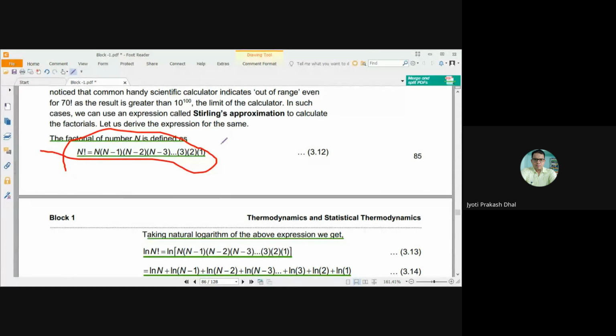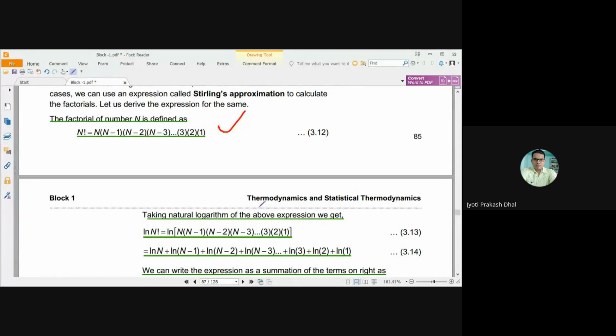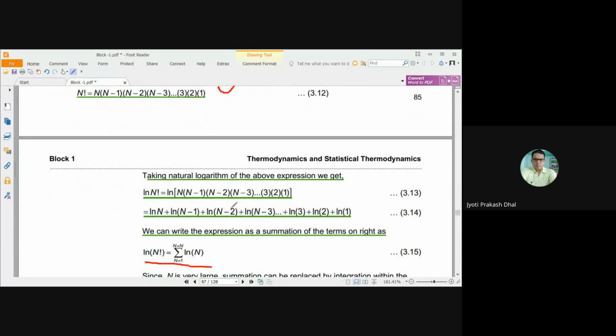n factorial equals n into n minus 1 into n minus 2 into n minus 3 and so on, into 3 into 2 into 1. So this is n factorial. Now taking the logarithm of the above expression of n factorial, we can simply write ln n factorial equals ln of the whole thing.